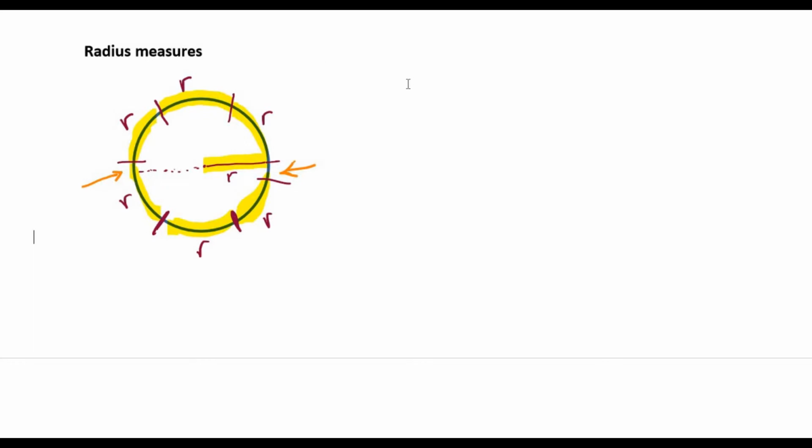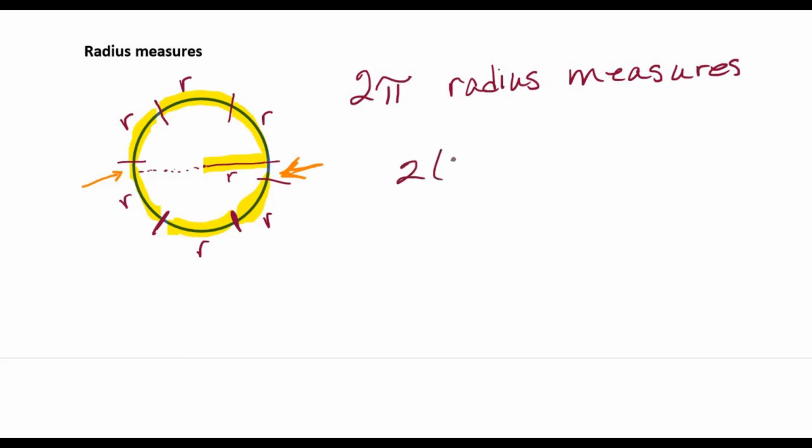The distance all the way around the circle is 2 pi. So we have 2 pi radius measures that go all along the circumference. And 2 pi is approximately 2 times 3.14, which is approximately 6.28. So I have 6.28 radius measures along the circumference. So this orange part in here is that extra 0.28. I've got 6 full radius measures and then a little bit extra.